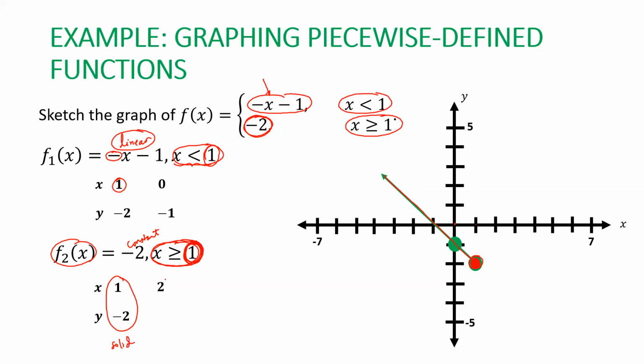If x is equal to 2, the value of y is still negative 2 because we have a constant function. So the graph for this point is 2 comma negative 2, which occurs at this position. Connecting these 2 points by a horizontal line that extends to the right, this is the graph of our piecewise defined function.